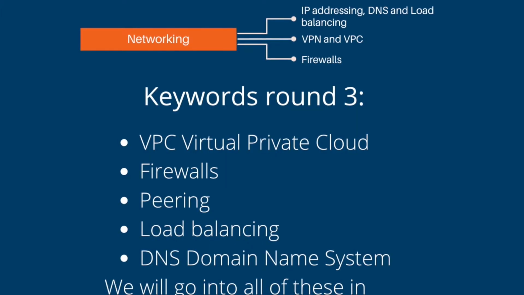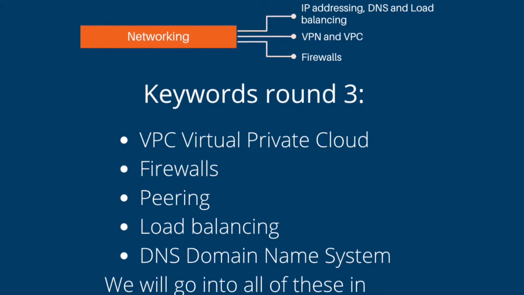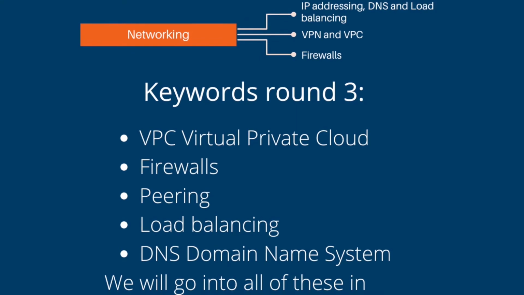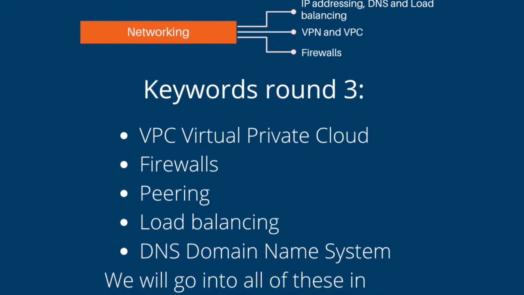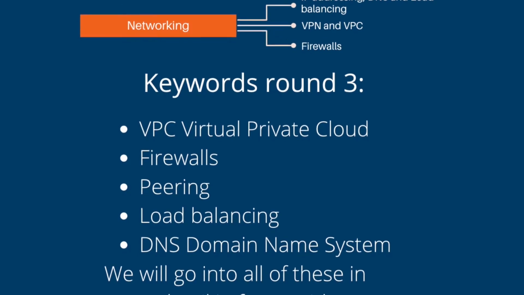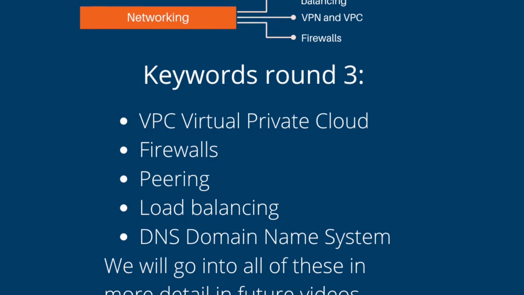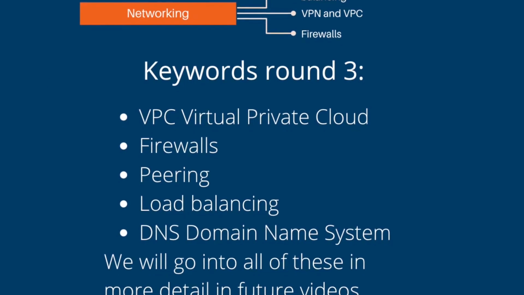The keywords are VPC, Virtual Private Cloud. This is your internal GCP network and everything in it. Then we have firewalls. Firewalls are settings which can limit inbound and outbound traffic for any IP address. This is really important for GCP.